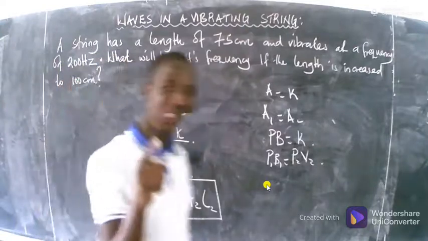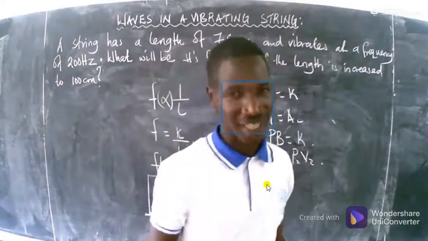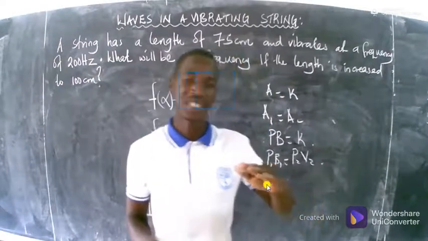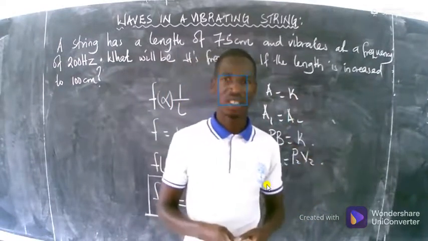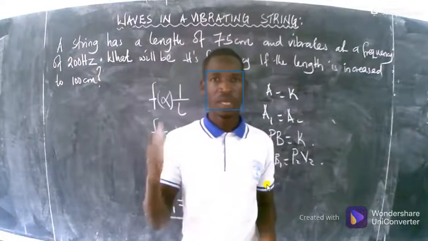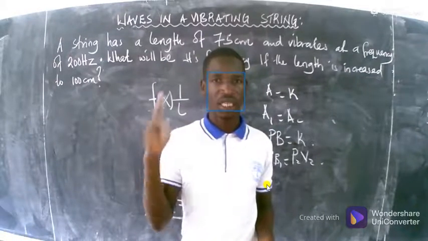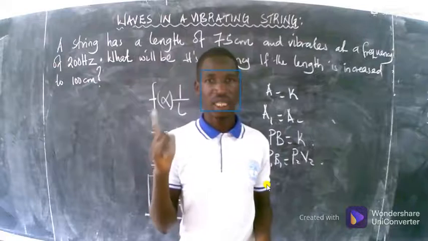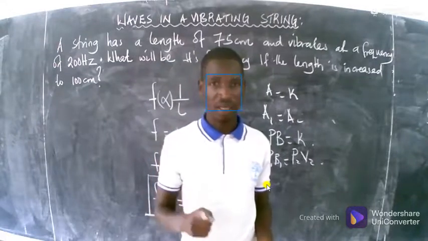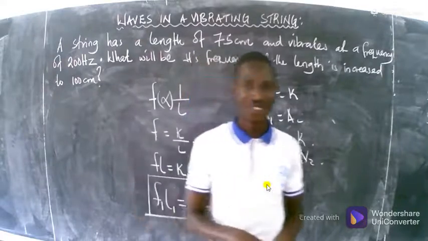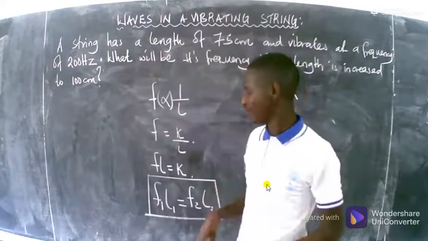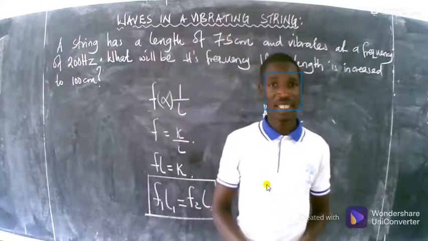But on condition that you have kept other factors constant. Remember, we have other factors. We have mass per unit length and tension in the what? Tension in the string. So if we keep tension in the string constant and mass per unit length constant, then F1 L1 should be equal to F2 L2. Good. We have an example on the board here.